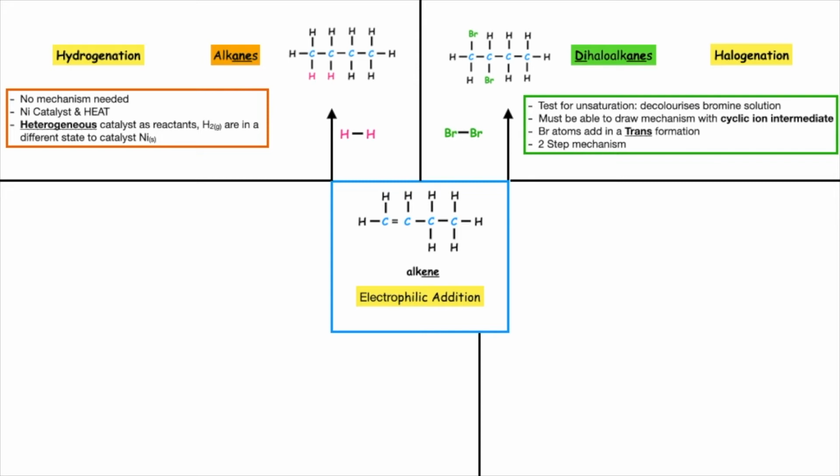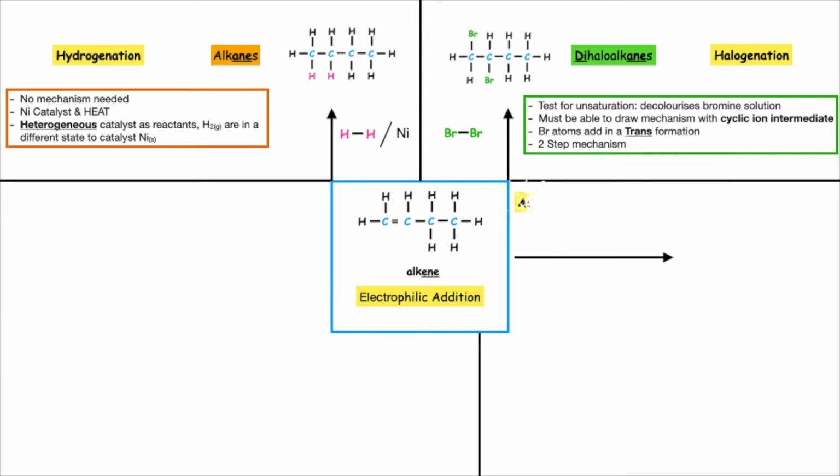And because the nickel is in the solid state and hydrogen is in the gas state, this is heterogeneous catalysis. So these are the types of questions that they may ask you. What we can see is over the arrow, that's where we would put our reagents and our conditions, such as using the nickel catalyst.